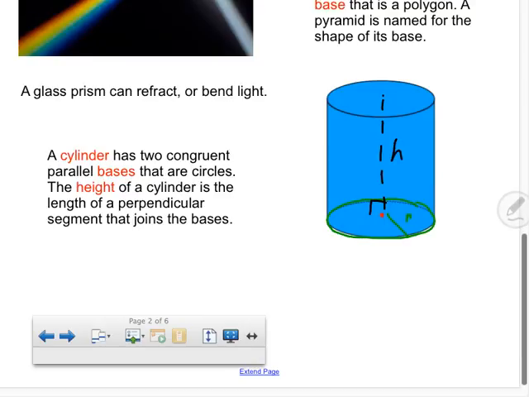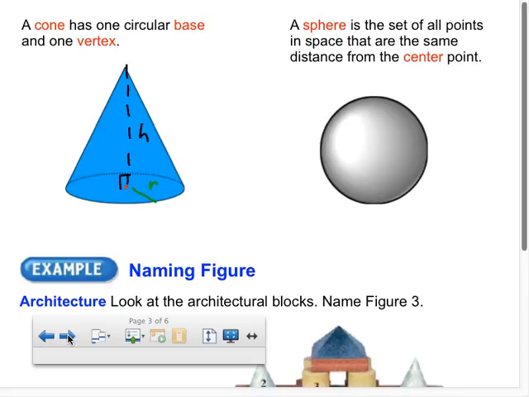Now, moving on to the last three-dimensional figure we're talking about. It's a sphere. A sphere is a set of all points in space that are the same distance from the center point. Now, do you guys remember what tool we used to draw a circle? We used a compass, right? And when we drew our circle with the compass, we used the spike as the center.